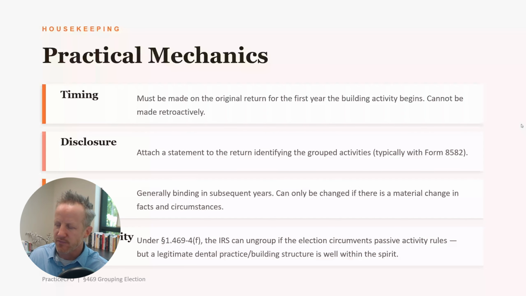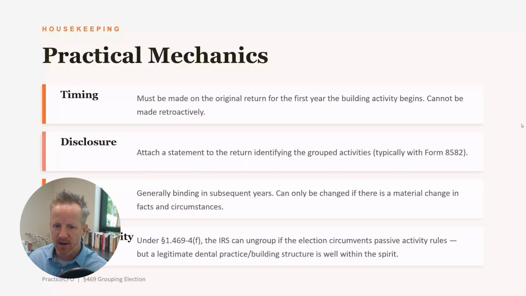So go to your CPA. Hey, CPA, I just bought my building. I own my practice. I own my building. Those are pretty much the two main things that I own besides my house. And I want my building and my practice, my newly owned building, to be treated as a single economic unit. Can you do that by electing the grouping and attaching Form 8582 to the IRS so the IRS is aware of that?